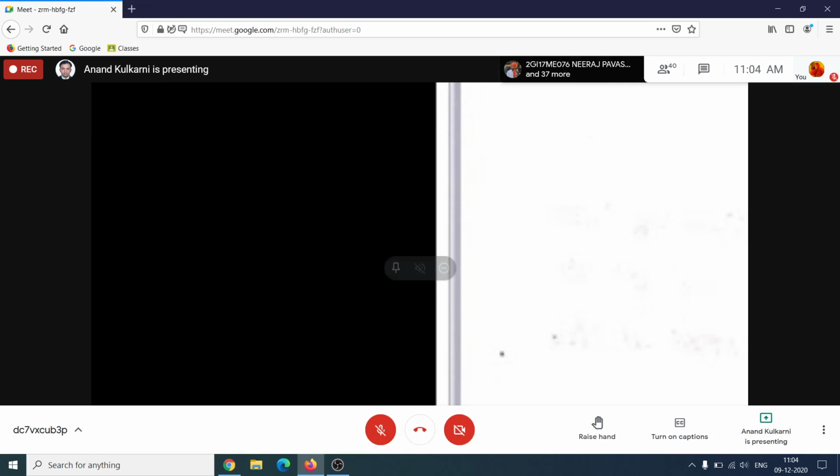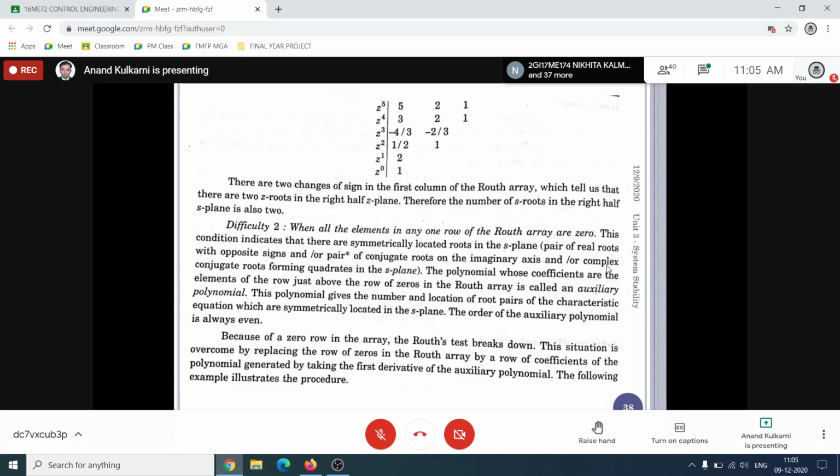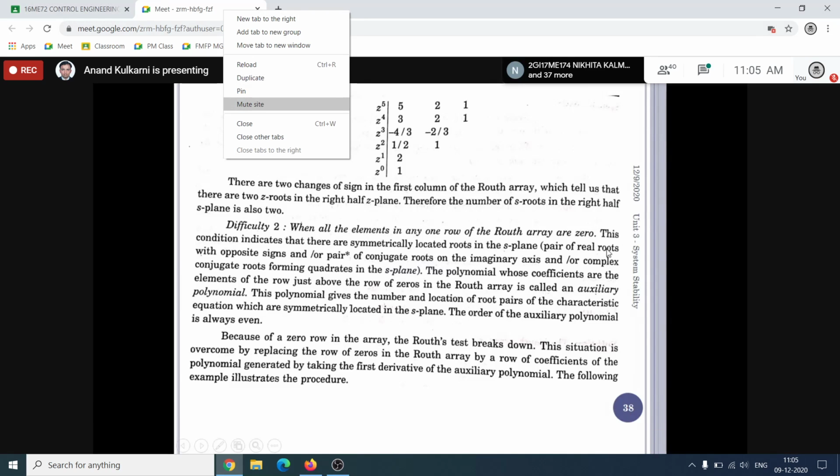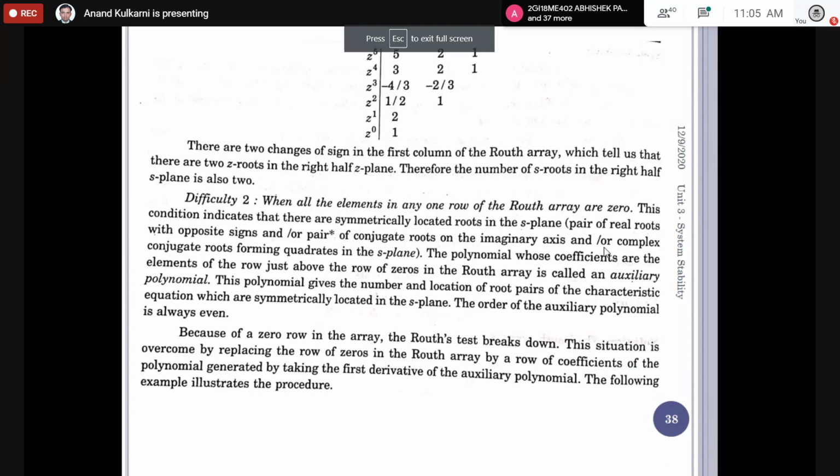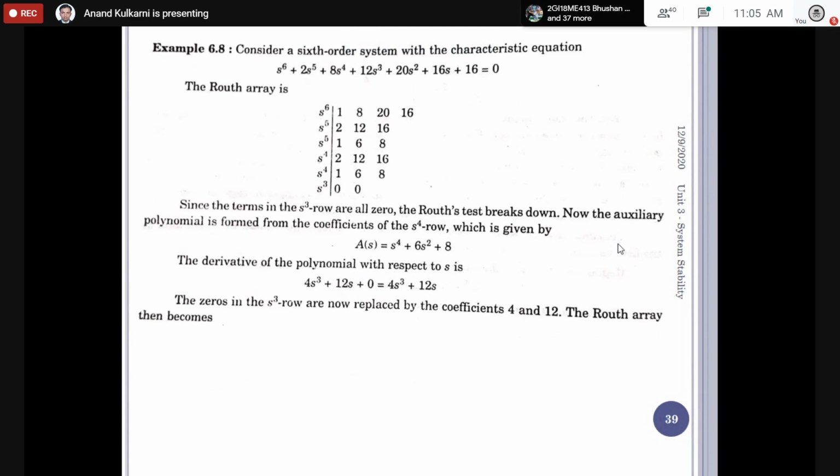Combination exists. Here multiple combinations exist out of these three combinations which are discussed. So in that case, how to solve that? The next we can take the example. If you take the example here, S^6 plus 2S^5 plus 8S^4 plus 12S^3 plus 20S^2 plus 16S plus 16 is equal to 0.